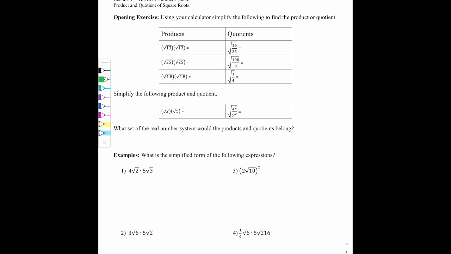So hopefully we remember product means the answer to a multiplication problem. Quotient means the answer to a division problem. So at this time, please pause the video and complete the charts that you see underneath the opening exercise.